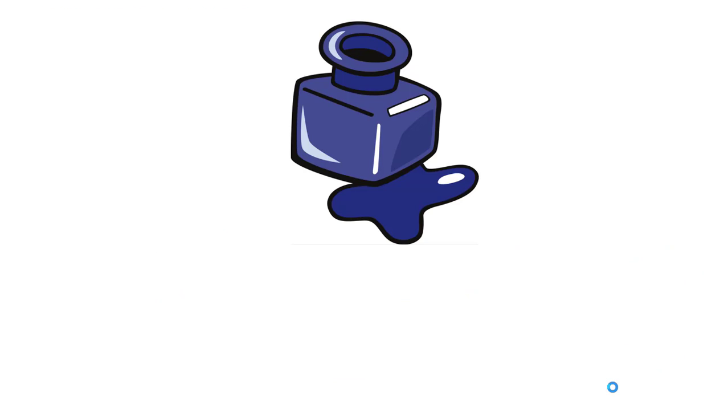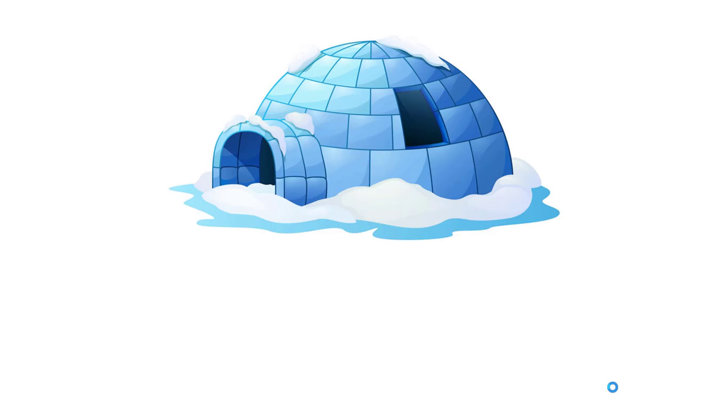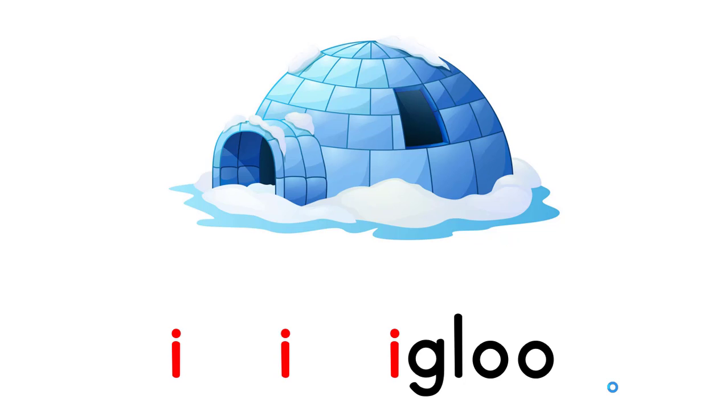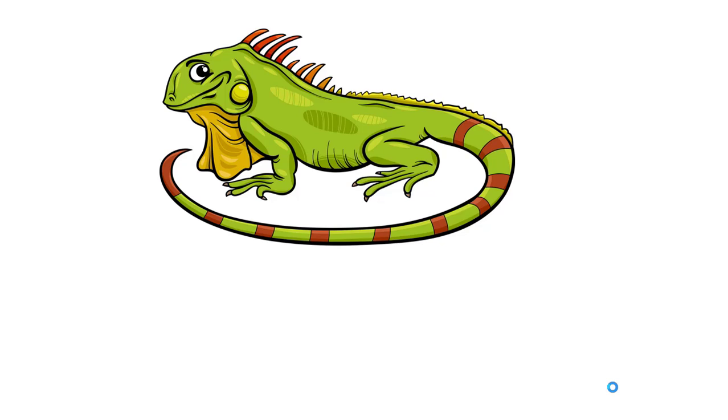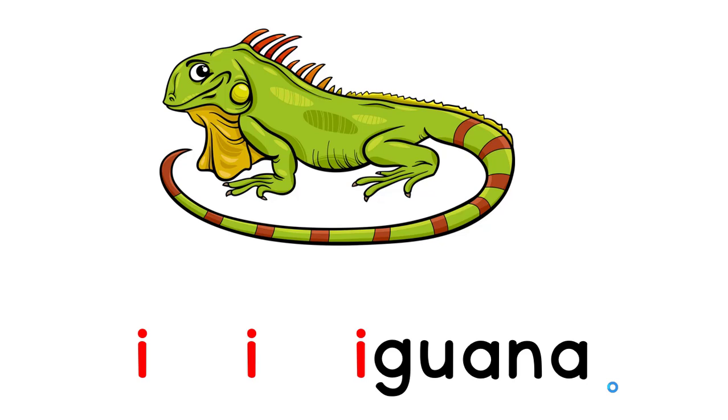Look at the first one, what is it? What is it? Ink. Say ink. Yes, ink. Okay, next one. Igloo. Yes, the last one. Iguana. Yes, iguana. Very good. All right.